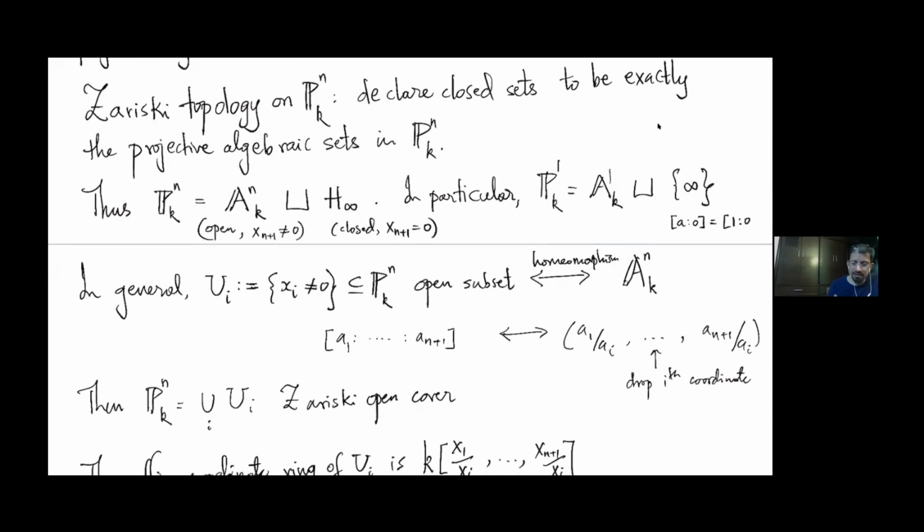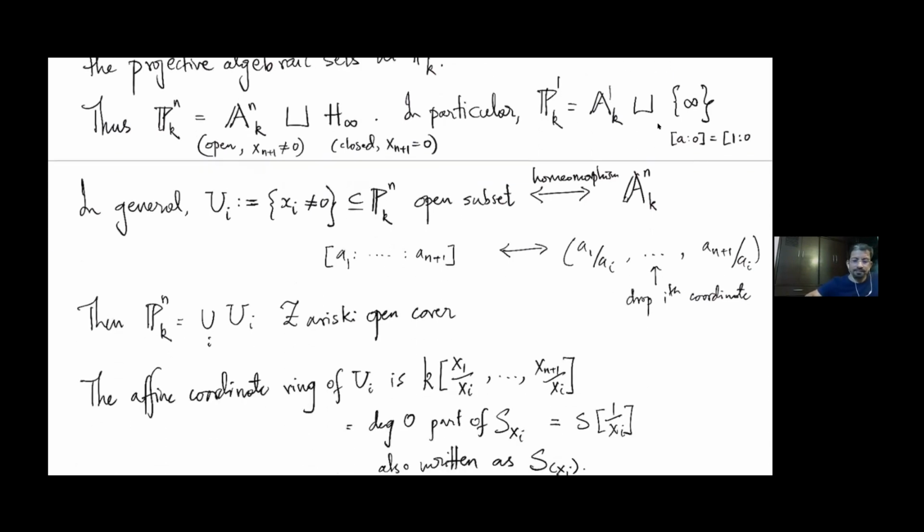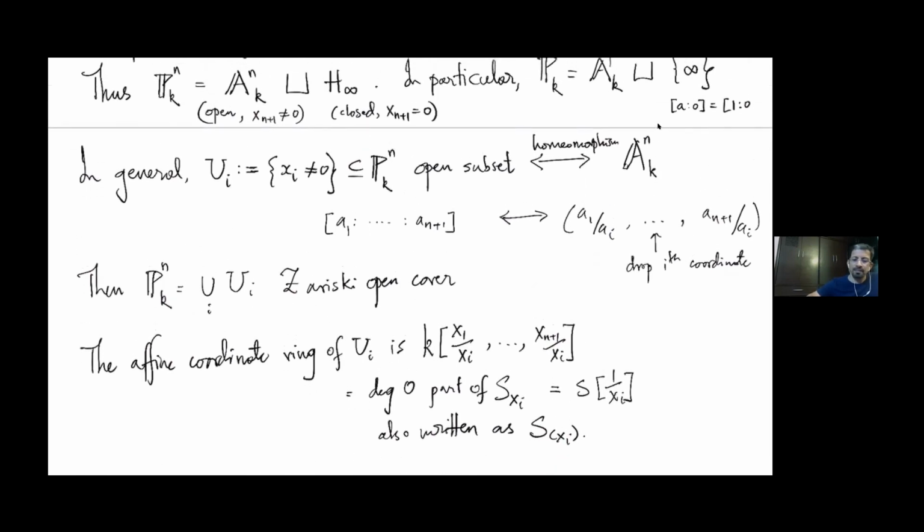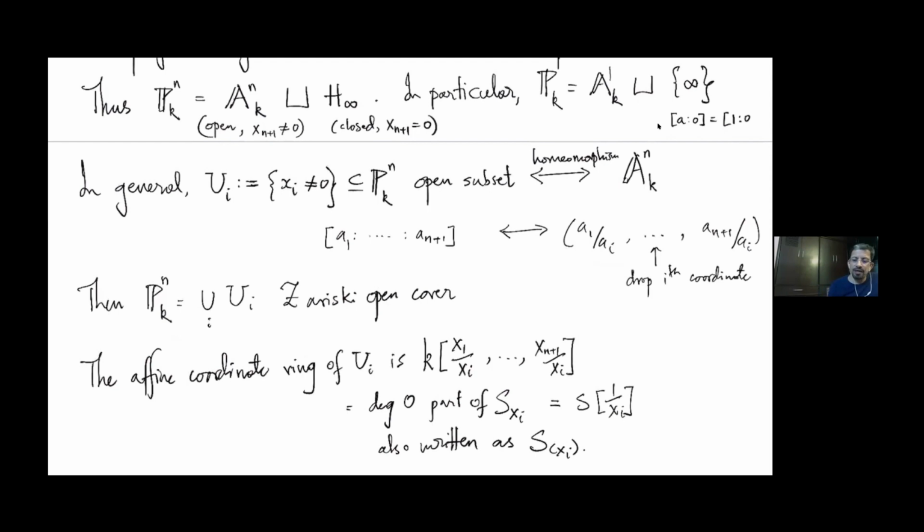For example, if you do P^1 K, in particular, you can see that this is A^1 K, and there's only one point at infinity. So P^1 K is basically lines through the origin in A^2. If you go through the definition, you'll see that it's basically points of the form a : 0, which is nothing but 1 : 0. So it's just one point at infinity.